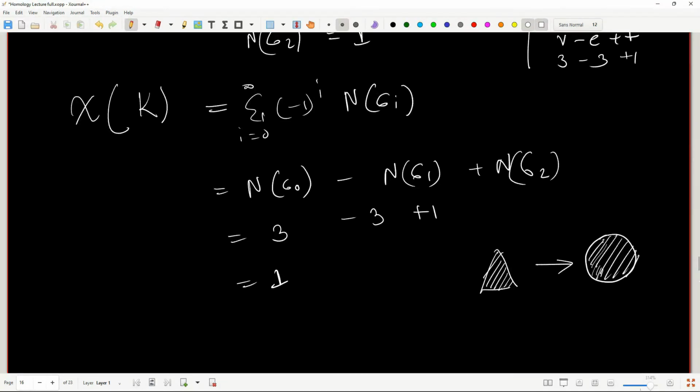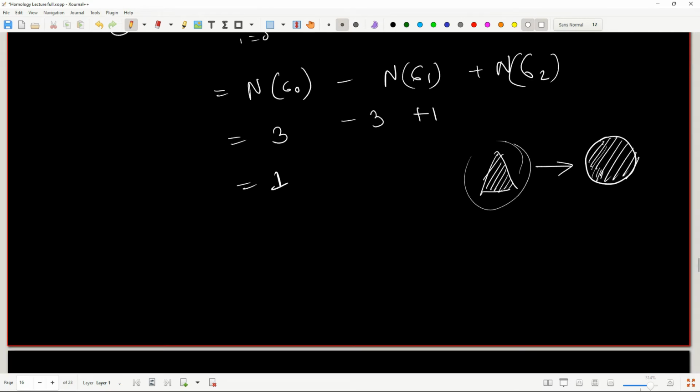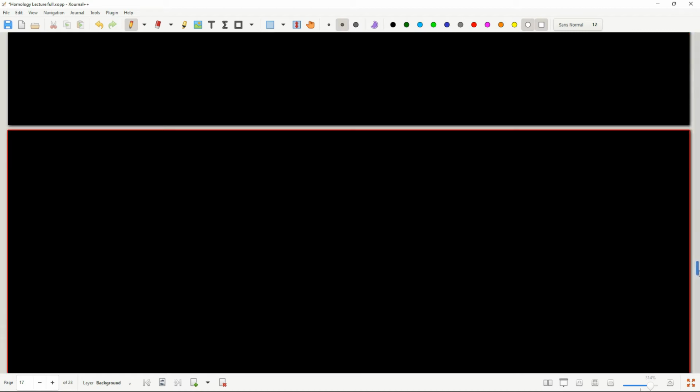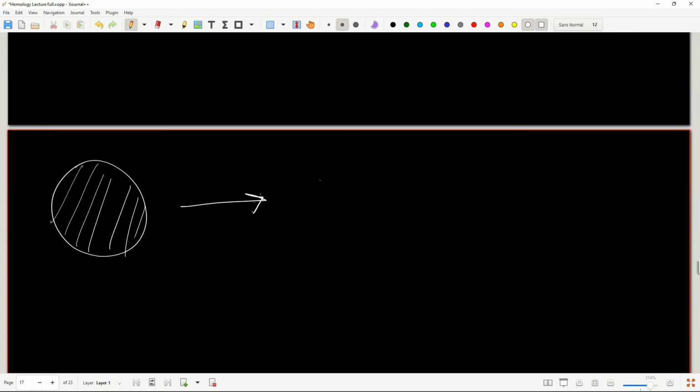So we wanted to show you that this Euler characteristic is independent of triangulation as well. So instead of taking this triangle, let's take the disk and let's have a triangulation of the disk. Okay, one possible choice of a triangulation of a disk is something like this. We have one triangle, another, and another over here, and another like this. Okay, and these are all filled in.